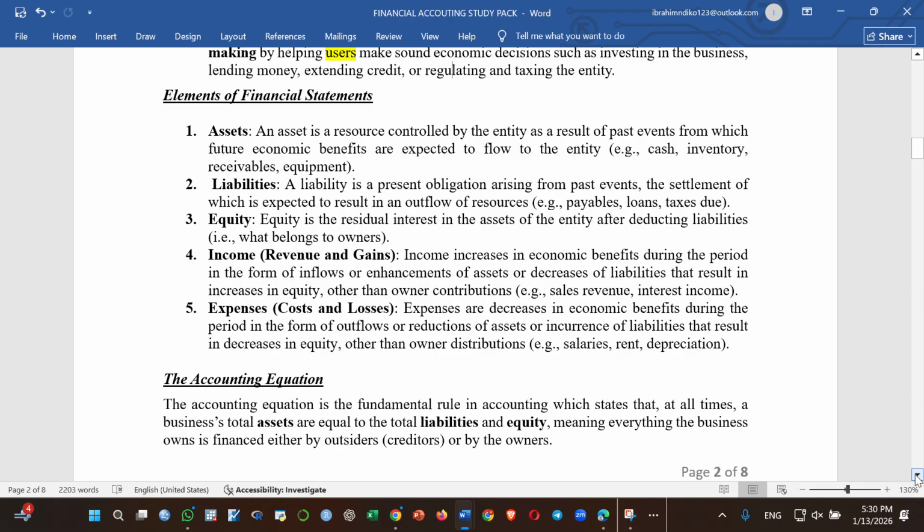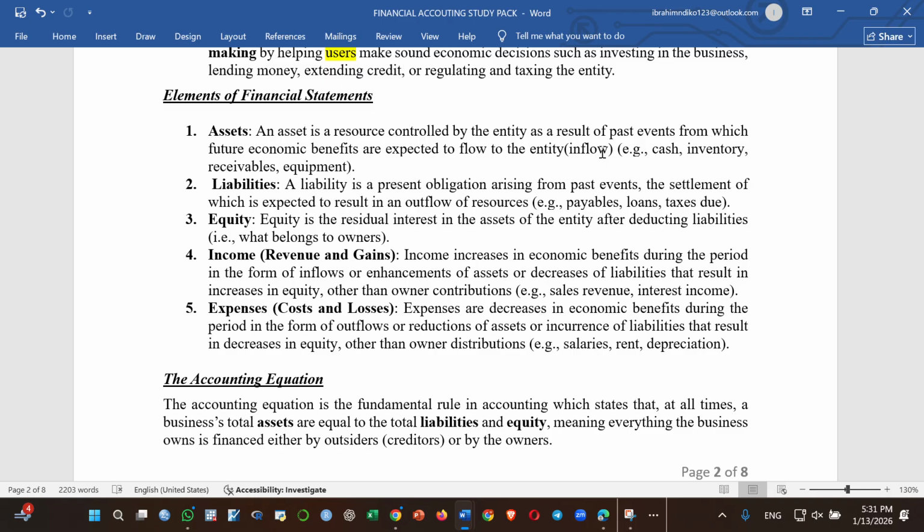So it must be a present obligation arising from a past event, of which the settlement is expected to lead to what? To an outflow of the resources. So remember for an asset, we expect a future economic benefit to flow to the entity. So that's an inflow. So this one, number one, hii ya kwanza ni inflow. So an asset, we expect an inflow. But for liability, we expect an outflow.